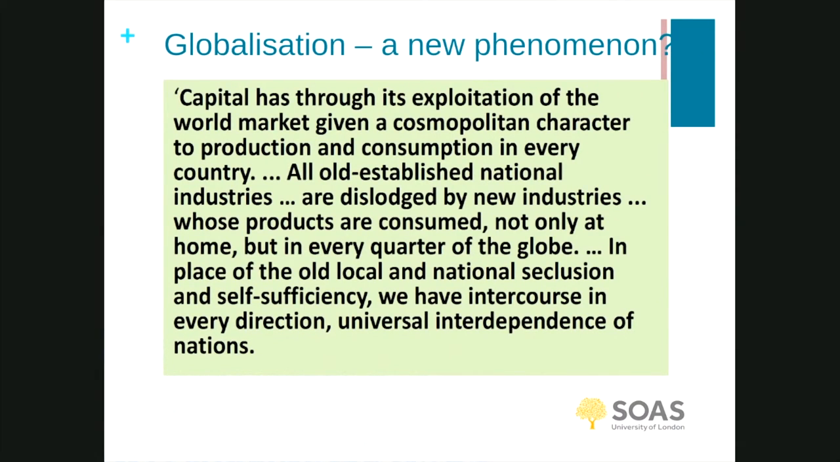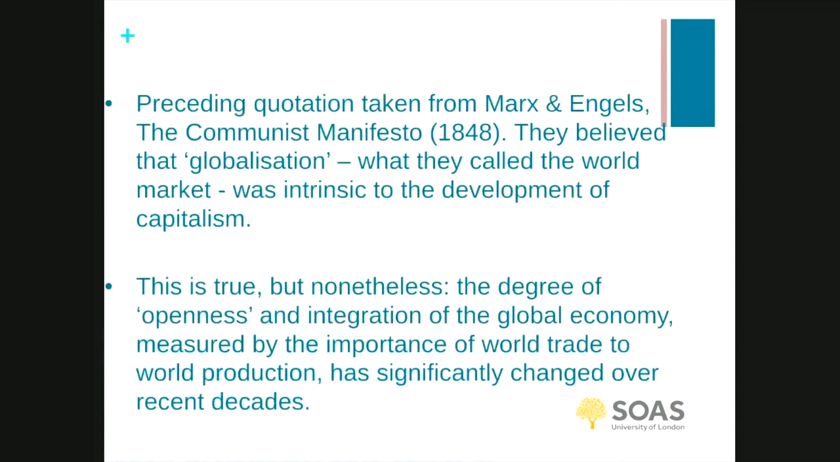This is actually a quote that was written around 1848. It's a quote that comes from the Communist Manifesto, Marx and Engels. And if we look at that quote, we can see what they're describing is something that actually appears to be very relevant to the contemporary world.